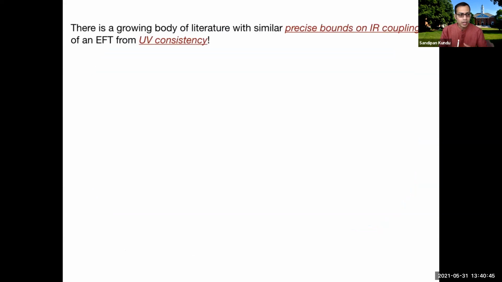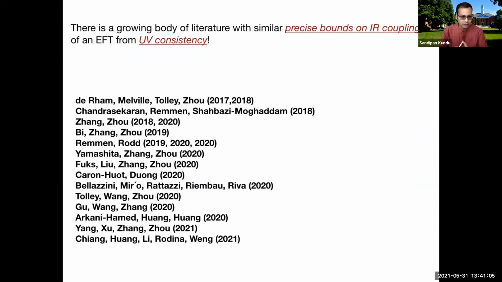The bound of Adams et al. actually, it's not an accident. There are many such bounds that one can derive in effective field theory. In fact, there is a growing body of literature with similar precise bounds on IR couplings from UV consistency. Just to give you an idea, this is a list of many such results. If I'm missing some references, I apologize. The point is that there are many such bounds one can derive just from some general condition about scattering amplitudes. All these arguments, they have a couple of things in common.